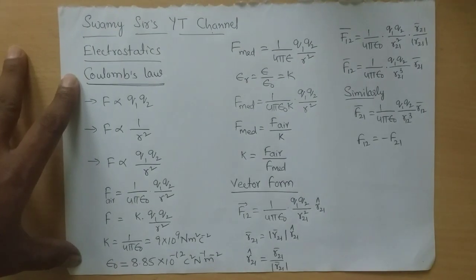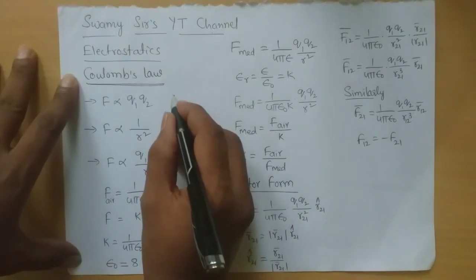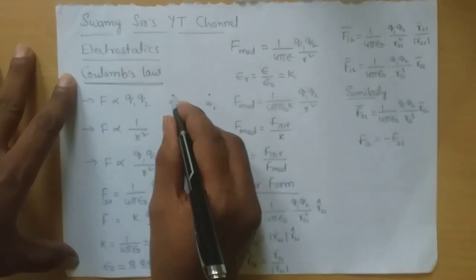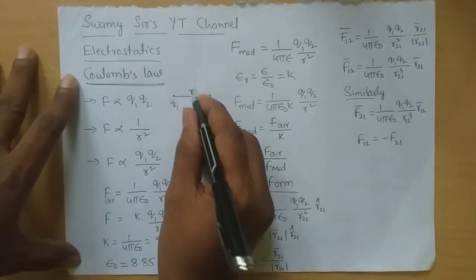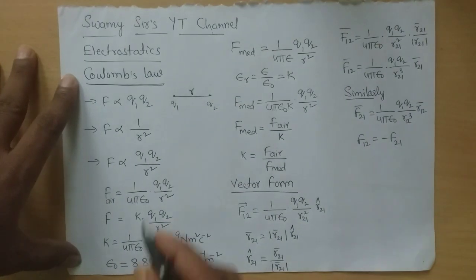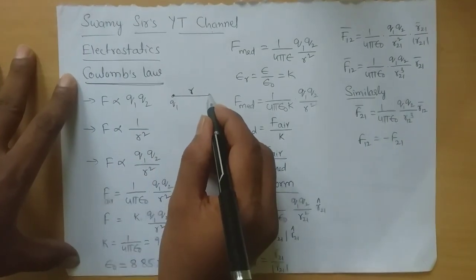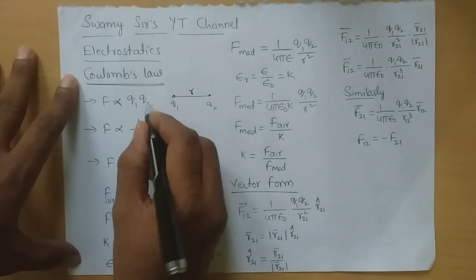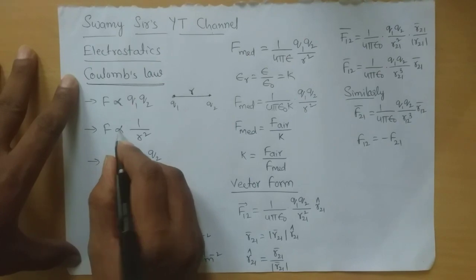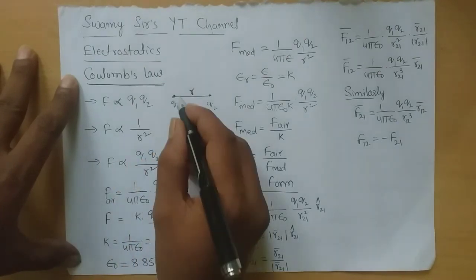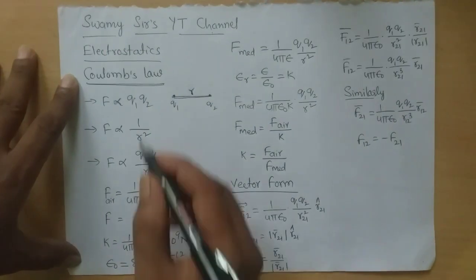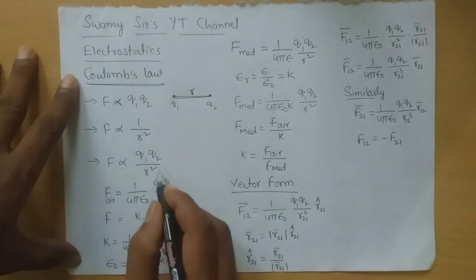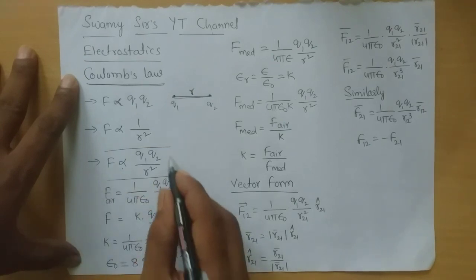Coulomb's law is nothing but this: if two charges Q1 and Q2 are separated by a distance r, then the electrostatic force between these two charges is directly proportional to the product of the charges and inversely proportional to the square of the distance between them. So from these two we can write F is directly proportional to q1 q2 by r square.